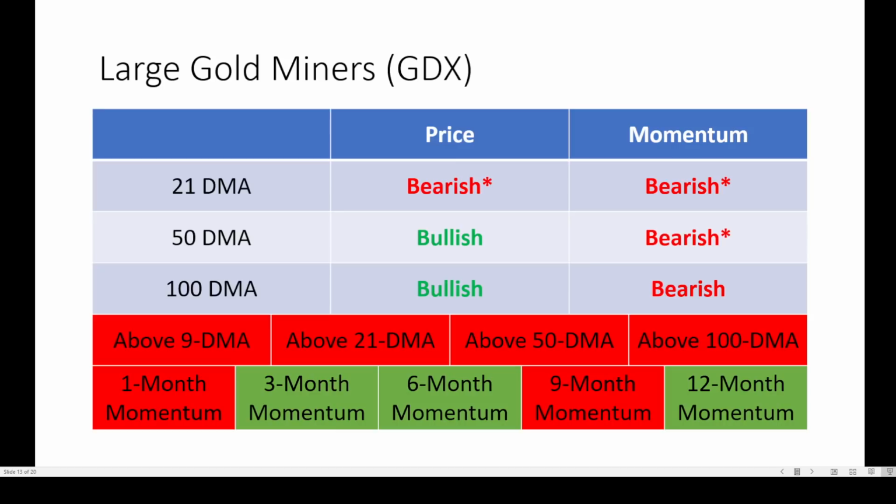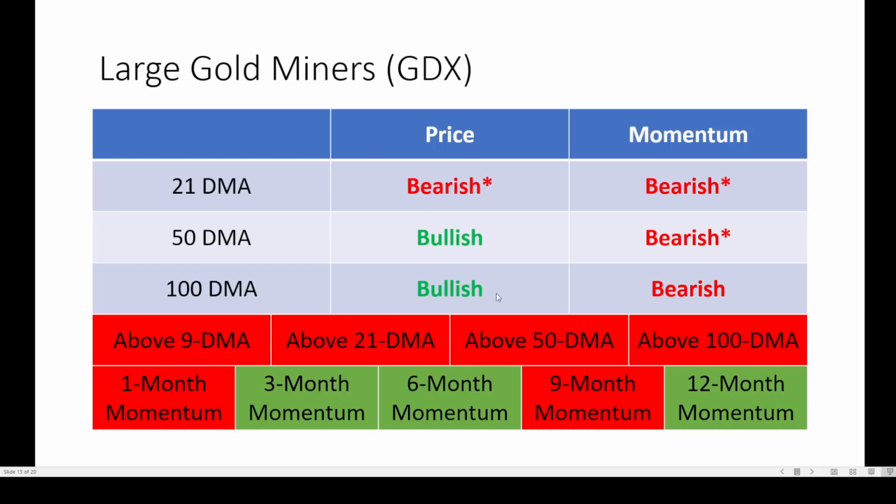How about the other security we're looking at? We'll wait till we get to that. So GDX, look at this. Price and momentum both go bearish on the 21-day moving average, bearish on the 50-day moving average under momentum. Below 9, 21, 50, and 100-day moving averages. And things just unwound quickly for this.